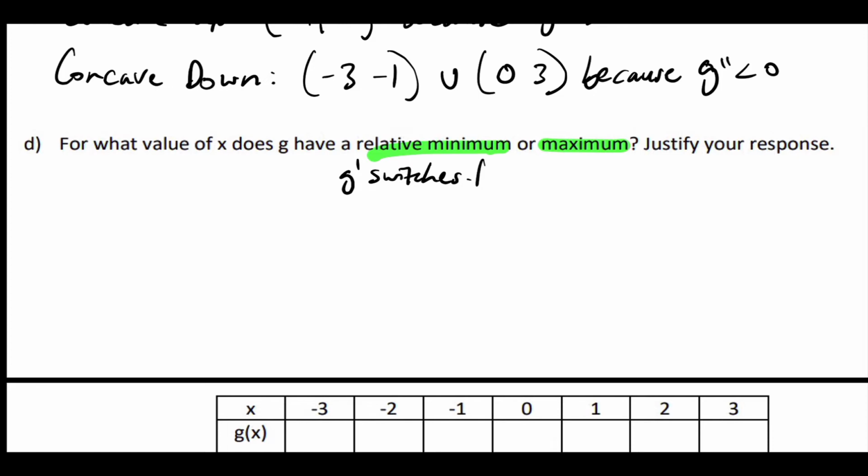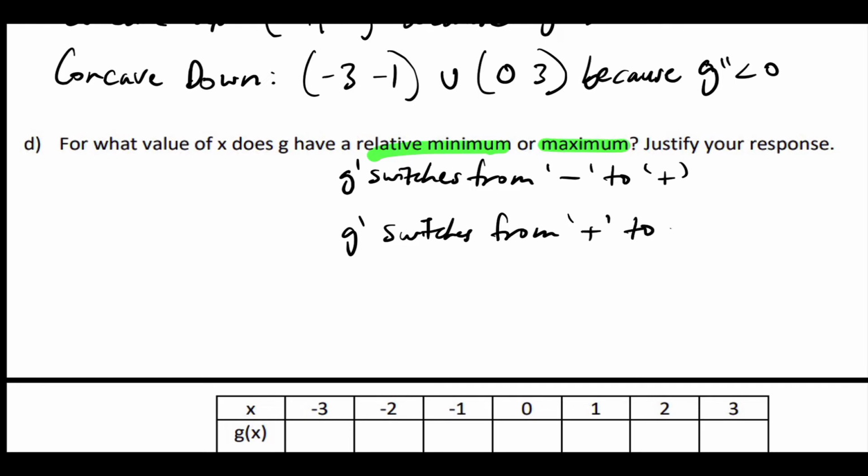switches from negative to positive, right? That's a minimum. Maximum is where G prime switches from positive to negative, sorry. So minimum goes with the first one, maximum goes with the second one. Let me change the colors so that makes a little more sense.